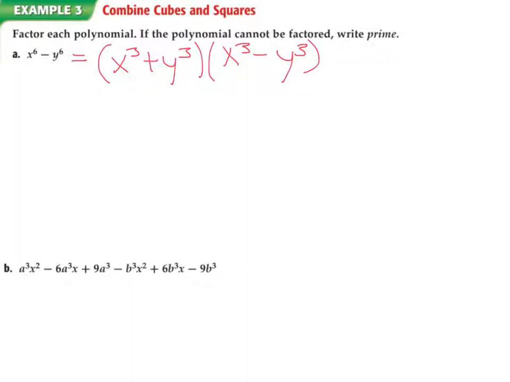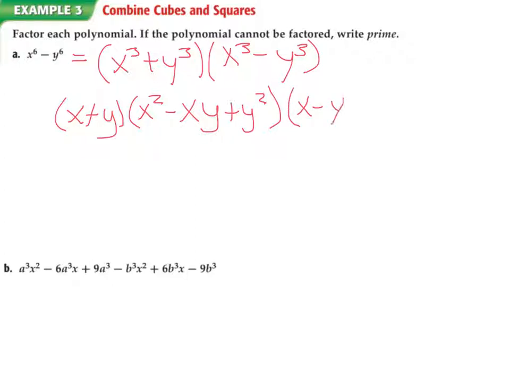Now that we've done that, we can break this down even further using the sum and difference of two cubes. So we can say (x plus y) times (x squared minus xy plus y squared) times (x minus y) times (x squared plus xy plus y squared). And that's just coming straight from those formulas that we have.